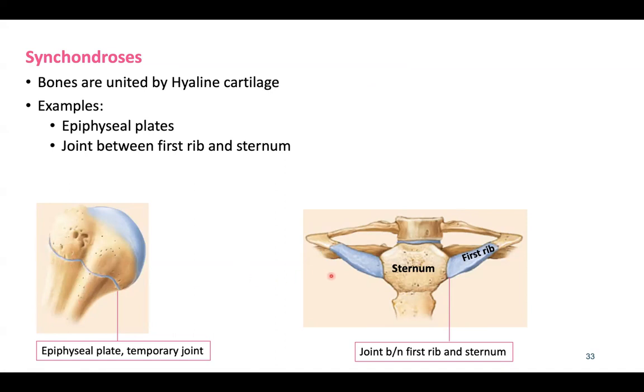The other example of a synchondrosis joint is the joint between the first rib and the sternum. The first rib is attached to the sternum by hyaline cartilage. So the joint between the epiphysis and diaphysis and the joint between the first rib and sternum are examples of synchondrosis joints.